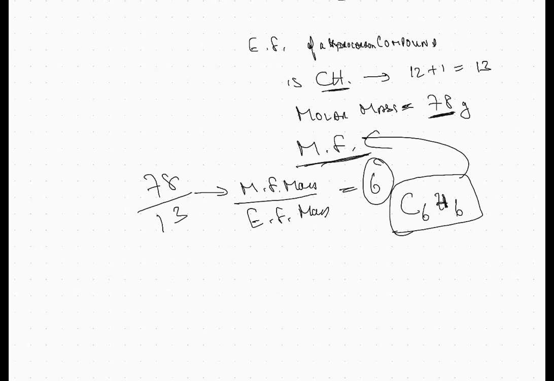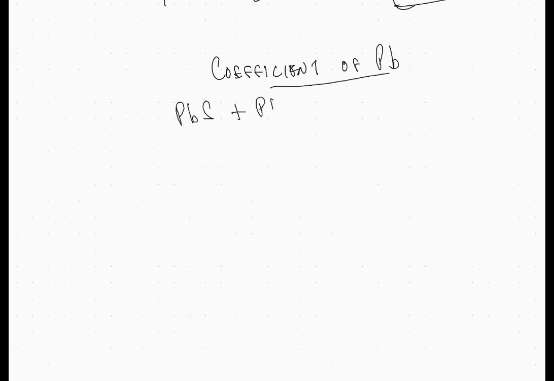Okay, the next question is about the coefficient of lead in the following reaction. So PbS plus PbO gives Pb plus SO2. First step, because you have to balance it. Coefficients means the numbers coming here. In this case, they're asking for lead, so we have to find what number goes here. To do that, we have to balance it.